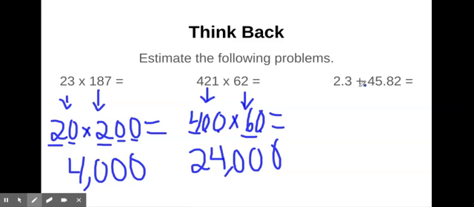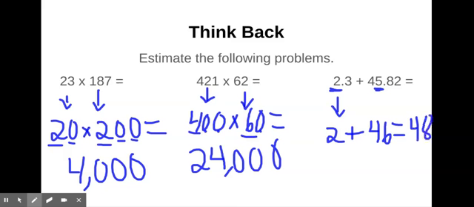This last problem was addition, and it used decimals, so a little bit different here. For this problem, it would probably make sense for us to just round to the nearest whole number. So 2 and 3 tenths rounded to the nearest whole number, or the nearest 1, would mean we have 2. Now 45 and 82 hundredths, let's round that to the 1's place, meaning we'd round to 46, and we'd end up with 2 plus 46 to give us 48.